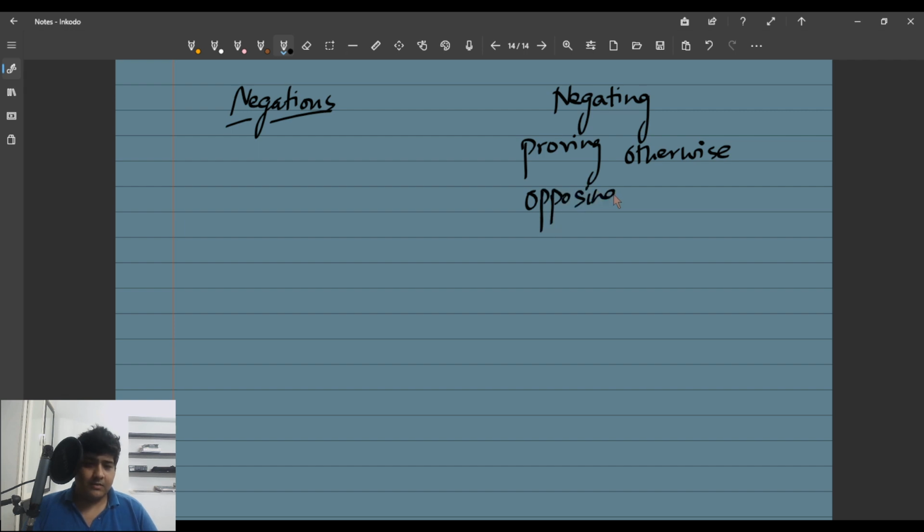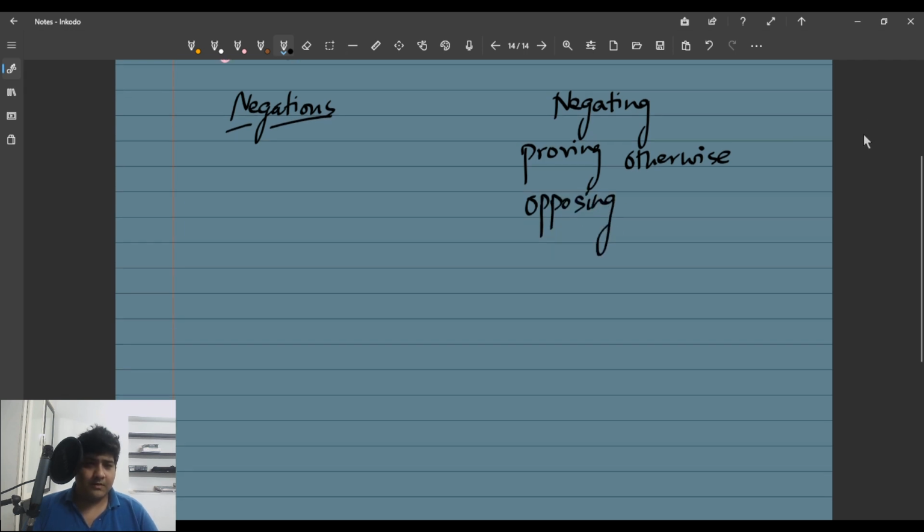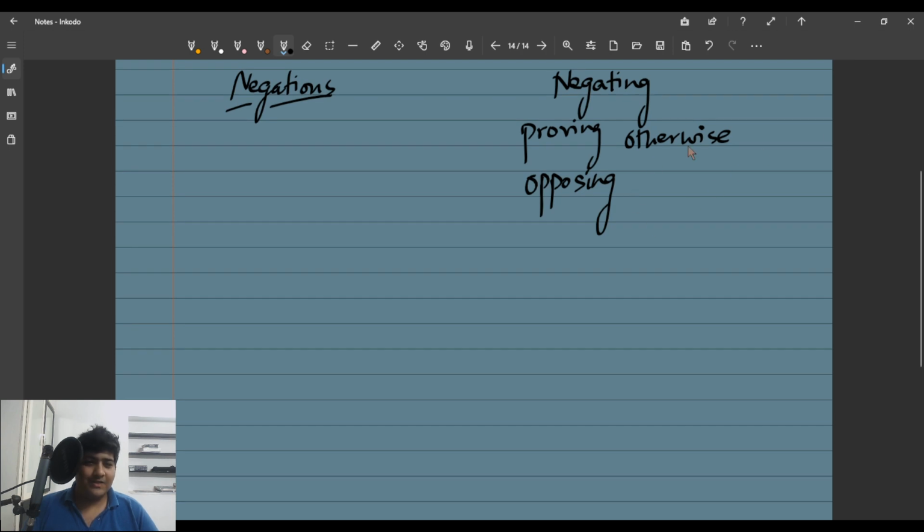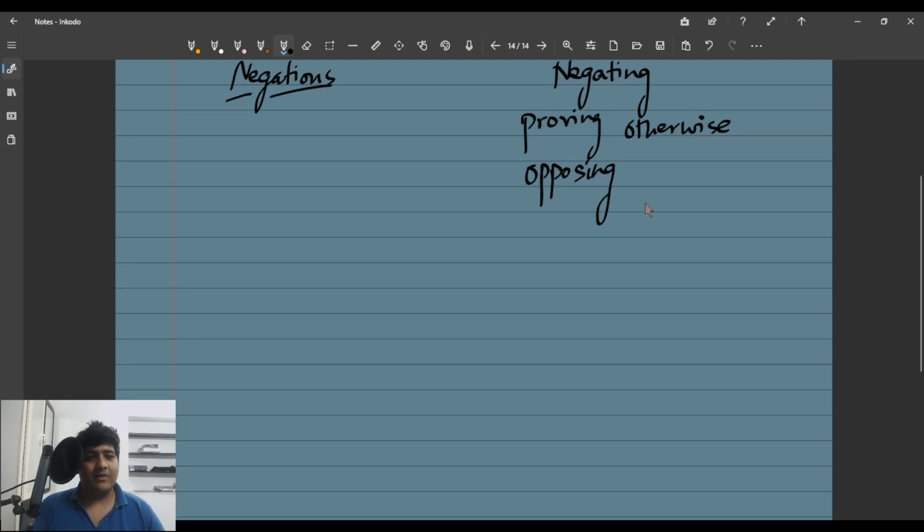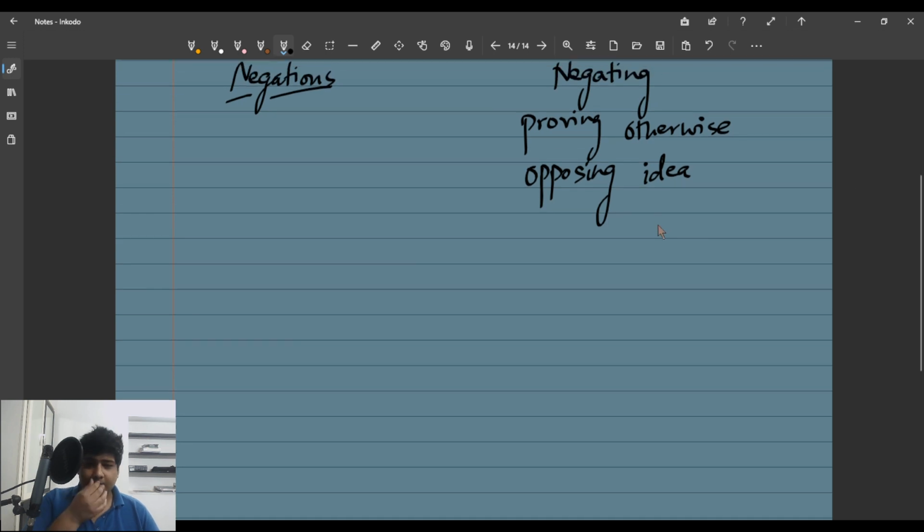I'll write, because these are all the meanings. Whichever meaning the students find interesting, you can use it. So opposing some thought, opposing an idea of something. So this is the meaning of negating in English. So in mathematics, what do we do? Say that I come up to you and say that x is greater than 7.